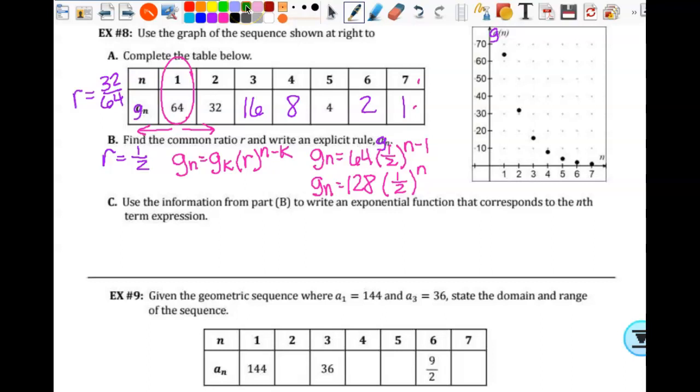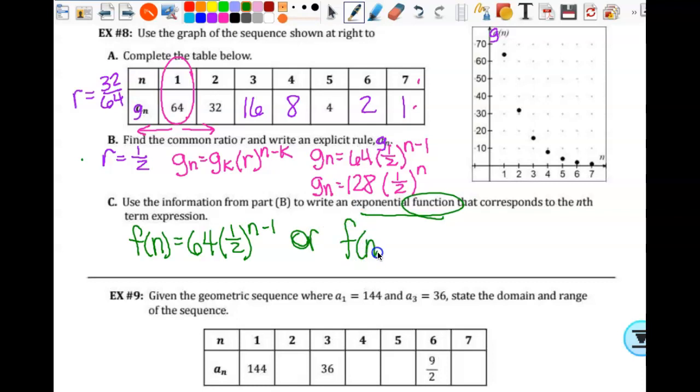So then use the information from part B to write an exponential function that corresponds to the nth term there. And so basically we already did that, right? So we can say that f of n is equal to either 64 times 1/2 to the n minus 1 power, or f of n is equal to 128 times 1/2 to the nth power. And you wouldn't have to write both necessarily, it kind of depends on what the question's asking us for.